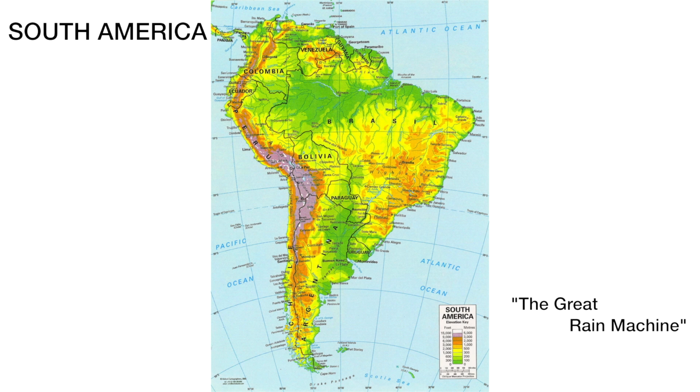Now we begin our tour of the Earth, looking at the major regions of the Earth and the effects of physical geography on human behavior in each of these regions. We start with South America, and we start by looking at the physical geography of South America, which is what we call the Great Rain Machine.